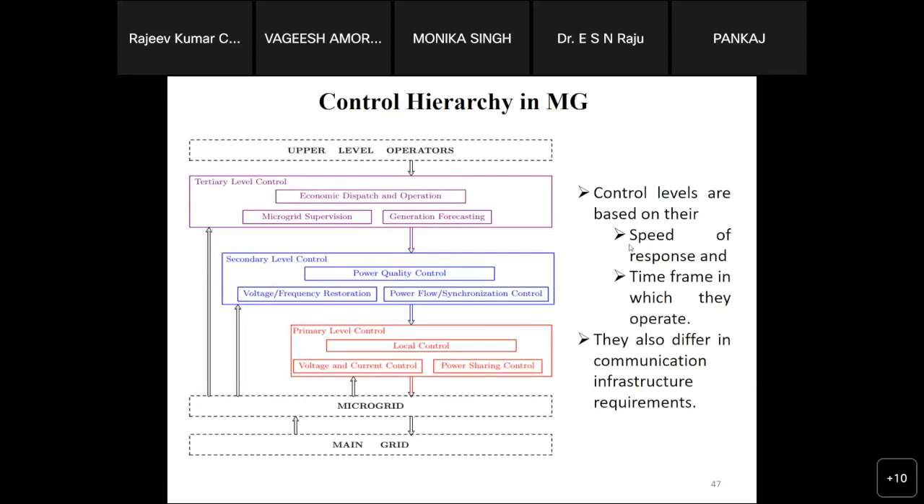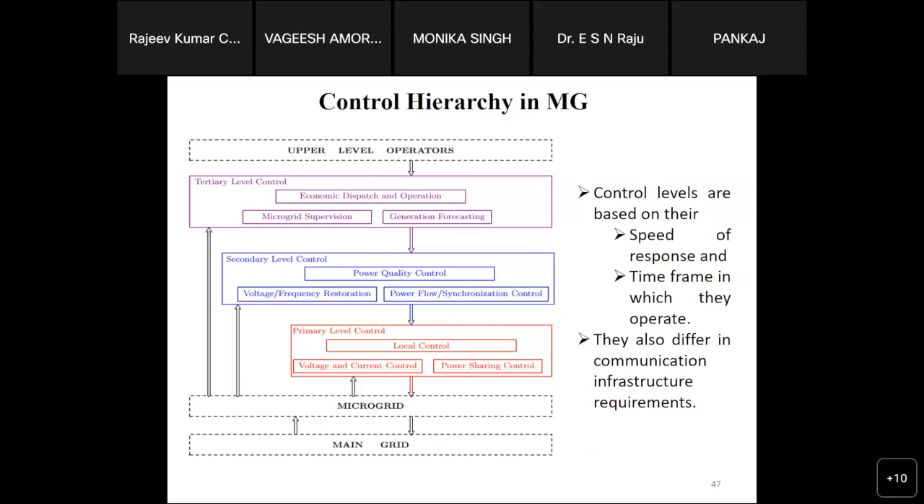Here I am giving the control hierarchy. As we can see, we have the primary level control, secondary level control, and tertiary level control. These three controls are different in the speed of response. They operate in different time frames, and they also have different communication infrastructure. Coming to the primary level control, it is called a local control. It usually has the voltage and current control. It will have the power sharing control or the power control based on the islanding mode of operation or the grid control mode of operation.